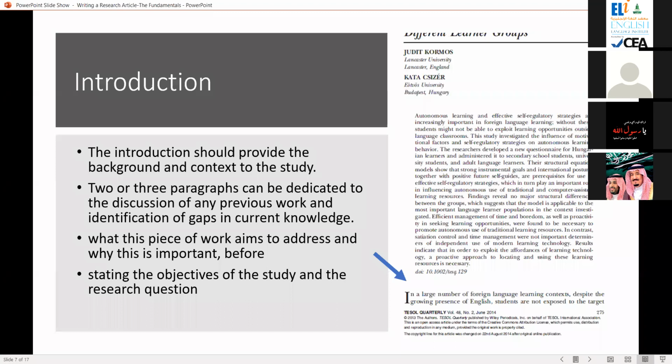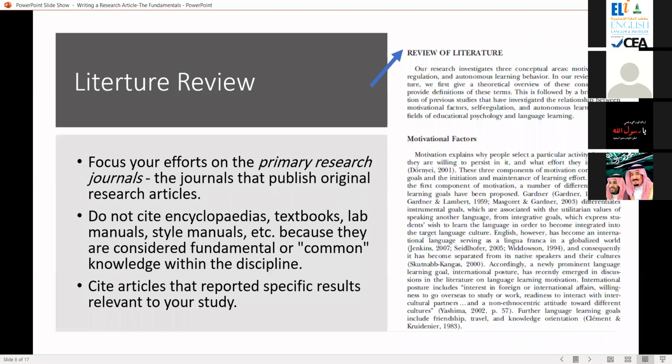However, in this article, as you can see, it's clearly stated that there is a review of the literature. And one of the things that I also like, I always tell my students, is when you're reviewing the literature, it's very important to focus on primary research journals, journals that publish original research articles.